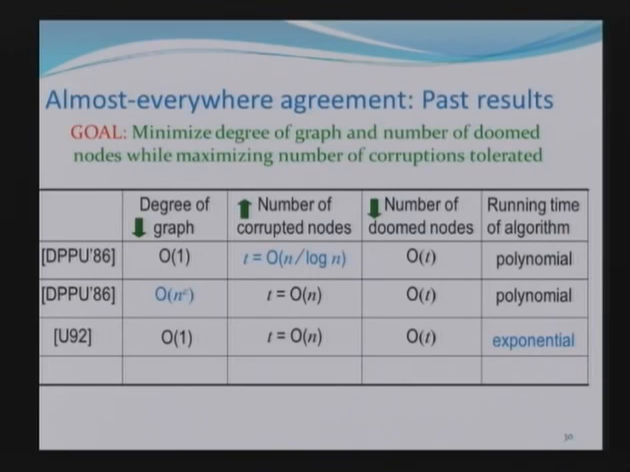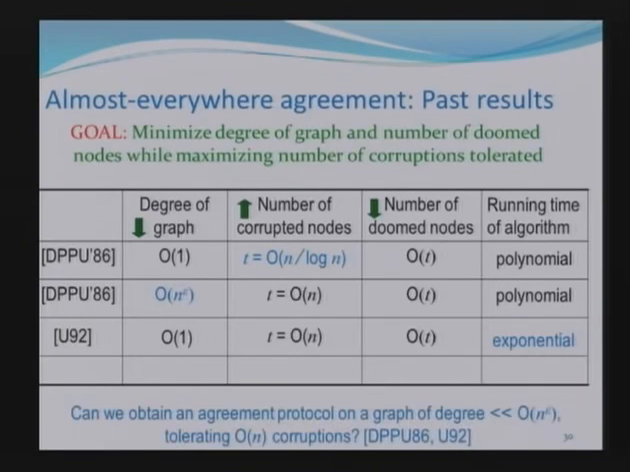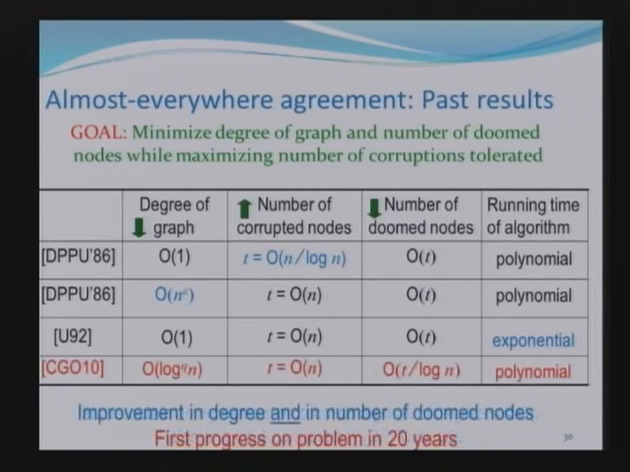Unfortunately, the running time of the protocol in Upfal is exponential in the number of nodes in the network. So the question was, can we obtain agreement protocols on graphs of degree much less than n to the epsilon, tolerating a constant fraction of corruptions? In recent work with Garay and Ostrovsky, we show graphs of polylogarithmic degree, so we reduce the degree significantly. The number of corrupted nodes is the best possible constant fraction.